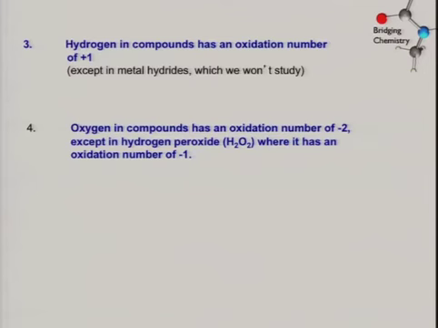Right? Oxygen in just about every compound has an oxidation number of -2. The only time it doesn't is in the compound hydrogen peroxide, where it's -1. Right? But unless you're talking about hydrogen peroxide, the oxygen in any molecule will be 2-. Unless, of course, it's O2, the element, in which case it's 0. Yeah?